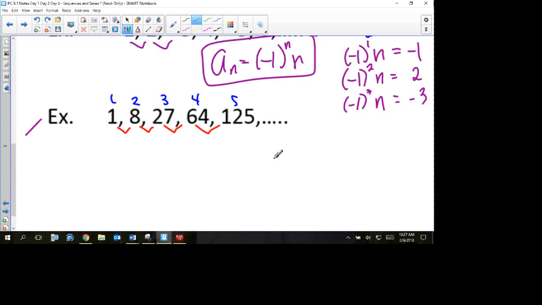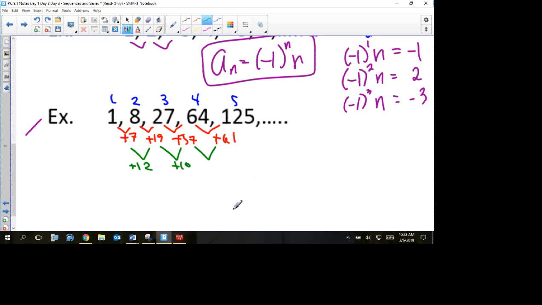So I'm going to say 1 plus 7 is 8, 8 plus 19 is 27. I already did it on my paper. And then 27 plus 37 is 64, and 64 plus 61. I'm not quite sure if that's a pattern, so I'm going to do it again. I'm going to do a second finite difference.